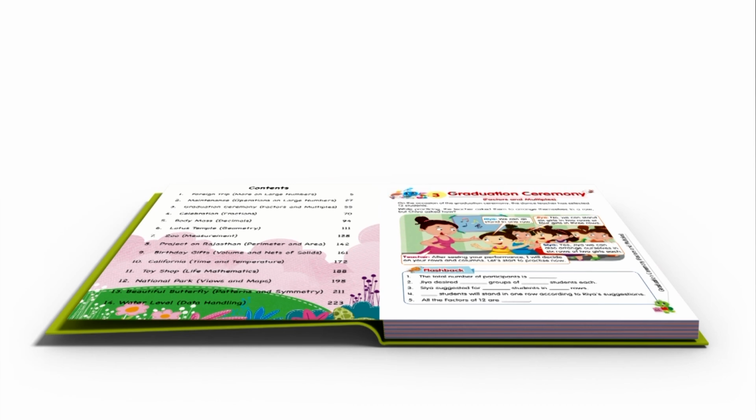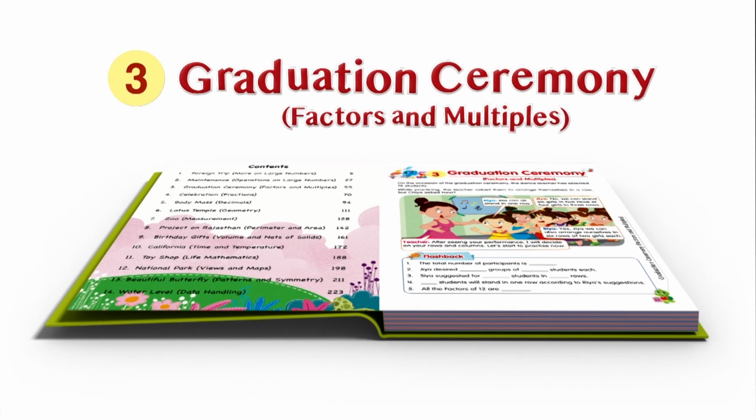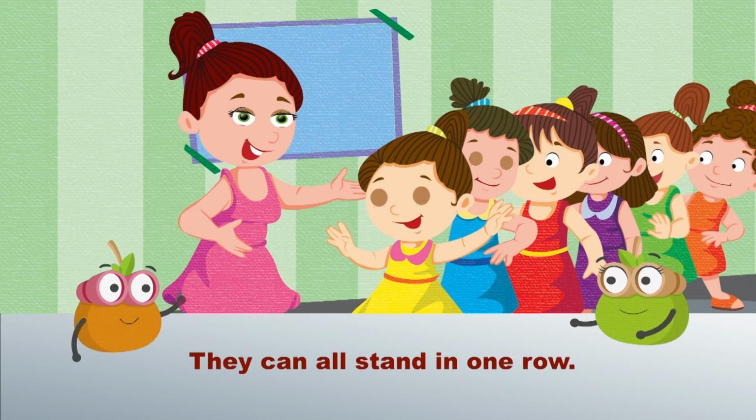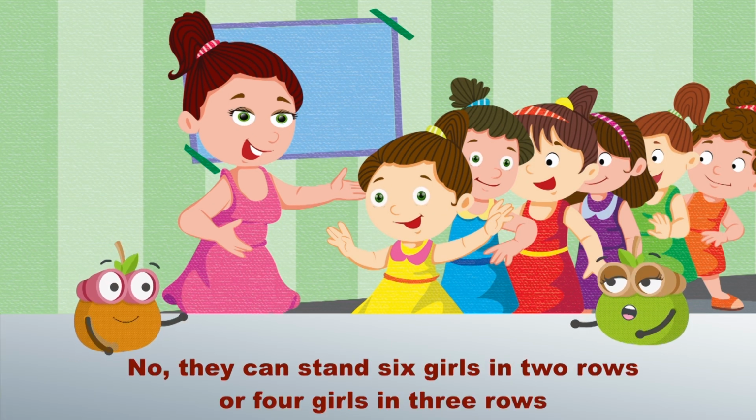Today I'm going to teach you Chapter 3, Graduation Ceremony, Factors and Multiples. On the occasion of graduation ceremony, the dance teacher selected 12 girls and asked them to arrange themselves in a row while practicing. But the girls needed clarification. Whoopi and Appy, can you suggest how to stand? They can all stand in one row. No, they can stand 6 girls in 2 rows or 4 girls in 3 rows.